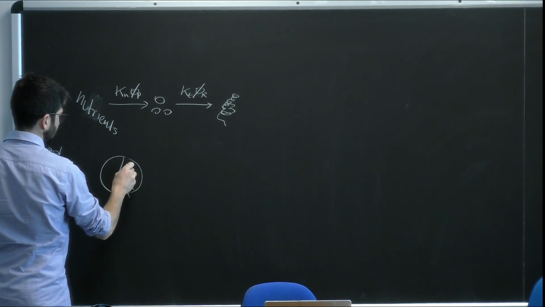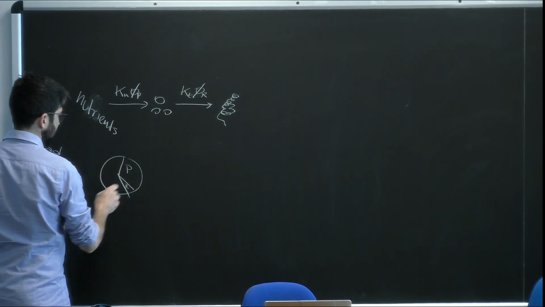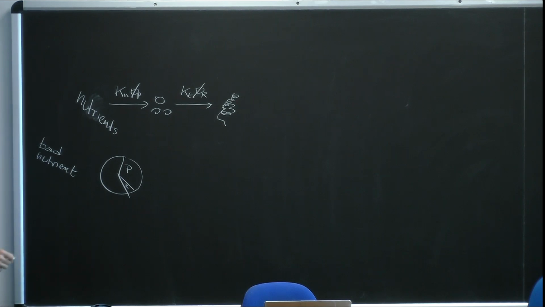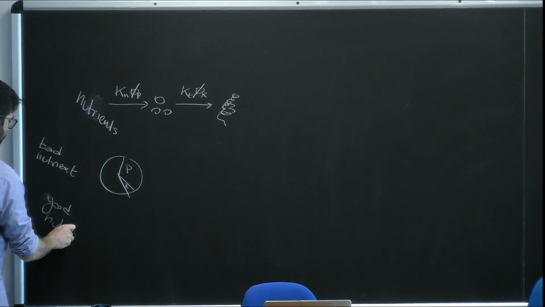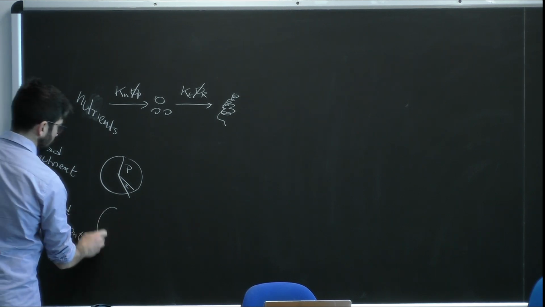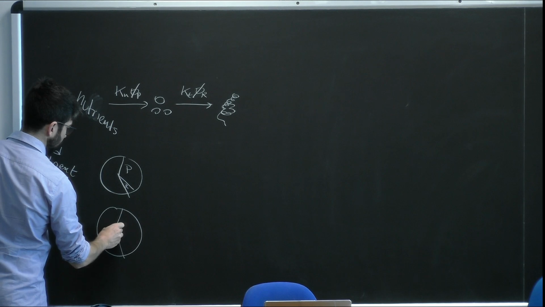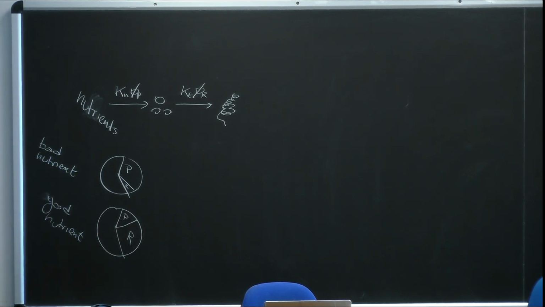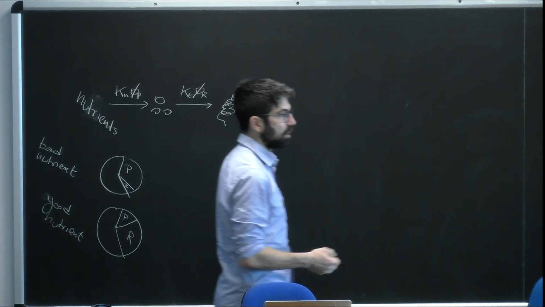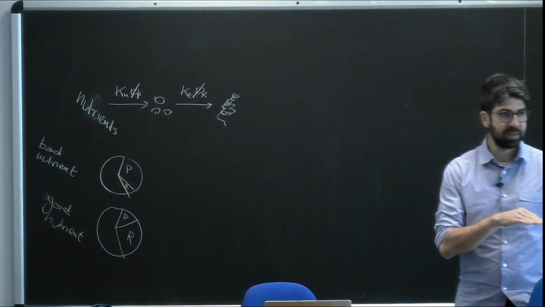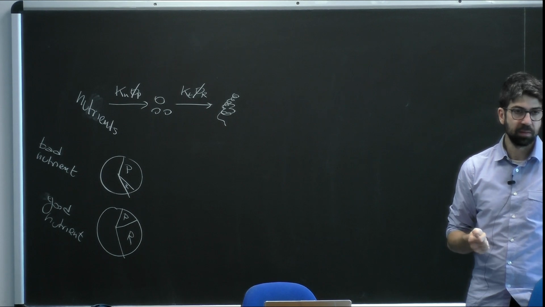If you are in a bad nutrient, you're going to have a bigger P sector than an R sector. If you are in a good nutrient, you have a small P and a large R. Now suppose that you do an experiment where cells are growing steadily in a bad nutrient. Okay?